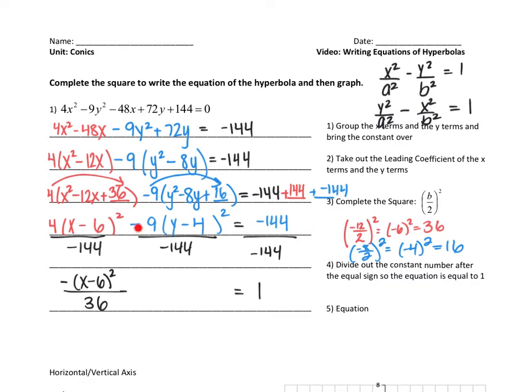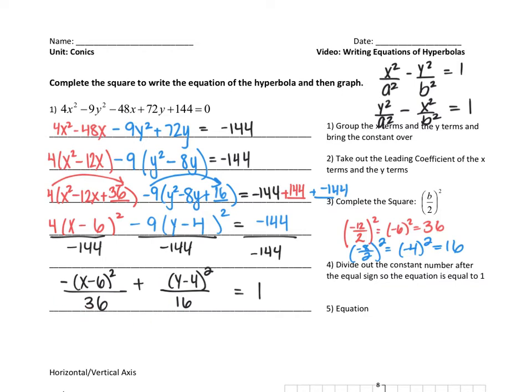And then over here, a negative times a negative is a positive. So this is positive. So when you do 9 divided by 144 and make a reduced fraction, you actually get 1 over 16. And then the y minus 4 would go here. Now, you should be noticing that there is something wrong with this equation.